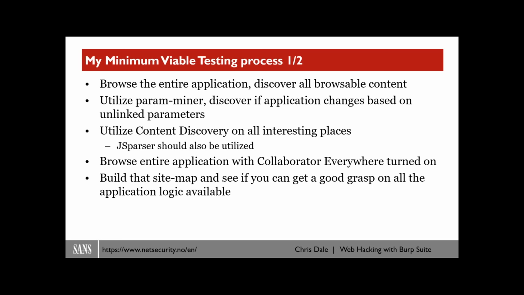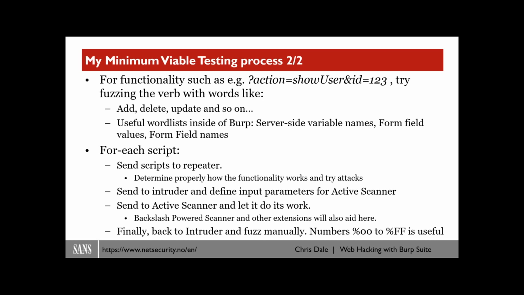So once we have that sitemap built up, with the full sitemap of all the functionality that we can find, we now move into trying functionality such as, hey, for all of these verbs, like I just showed you, are there any extra things being revealed? So if there's a show user action, there might be an add user, an update user, and so on. We go through those word lists, trying to figure out if there's any extra functionality.